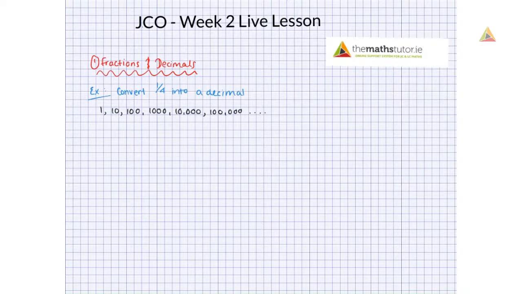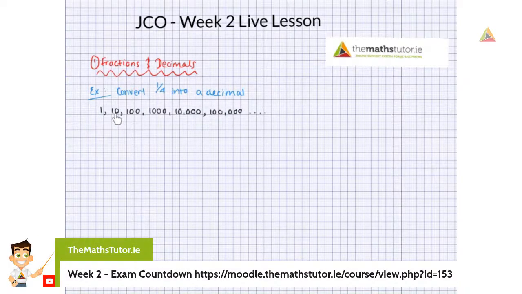And what we're going to do next, in order to do this, we need to choose the first number in the list that is divisible by this denominator, which is 4. So which one of these can 4 divide into? So 4 won't go into 1, 4 won't go into 10, 4 will go into 100. So 4 goes into 100, so we're going to use 100, okay? So we're going to find out what that is. So 100 divided by 4 is 25.